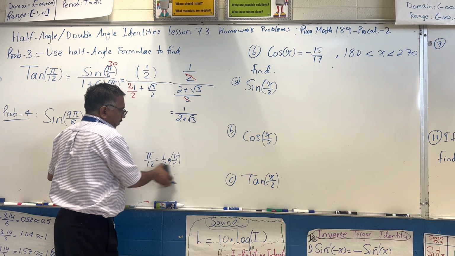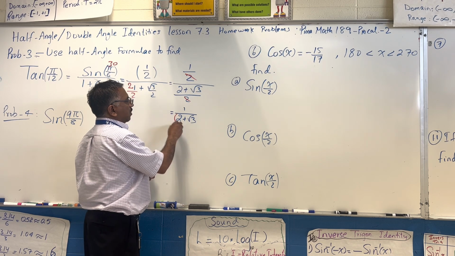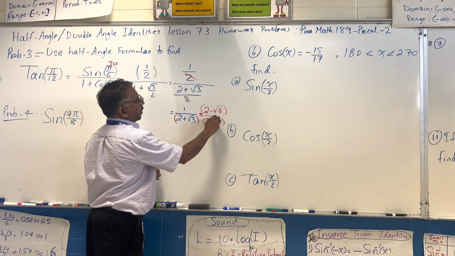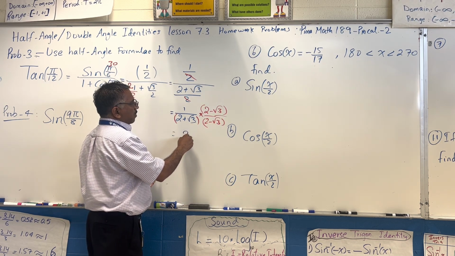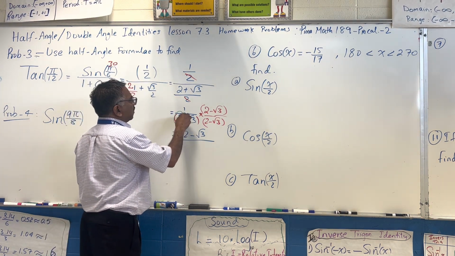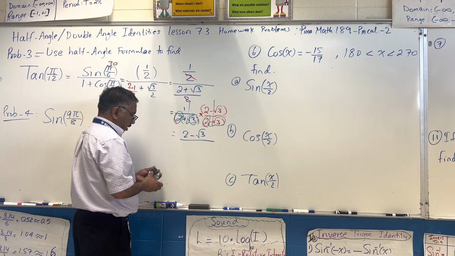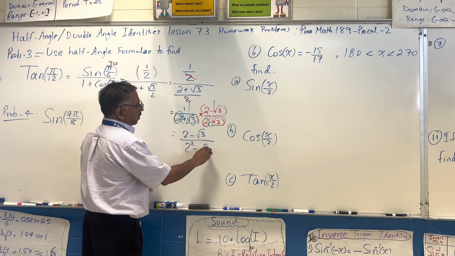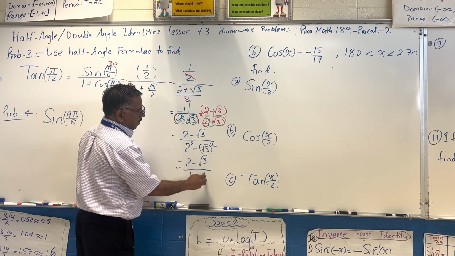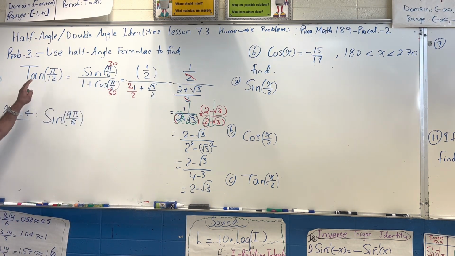Now you can't have a radical in the denominator, so multiply by the conjugate of 2 plus root 3, that is 2 minus root 3. The numerator will be 2 minus root 3, and the denominator is of the form a plus b times a minus b, which is a squared minus b squared. So it is 2 squared minus root 3 squared, which is 4 minus 3. The result is 2 minus root 3, and this completes the answer for pi by 12.